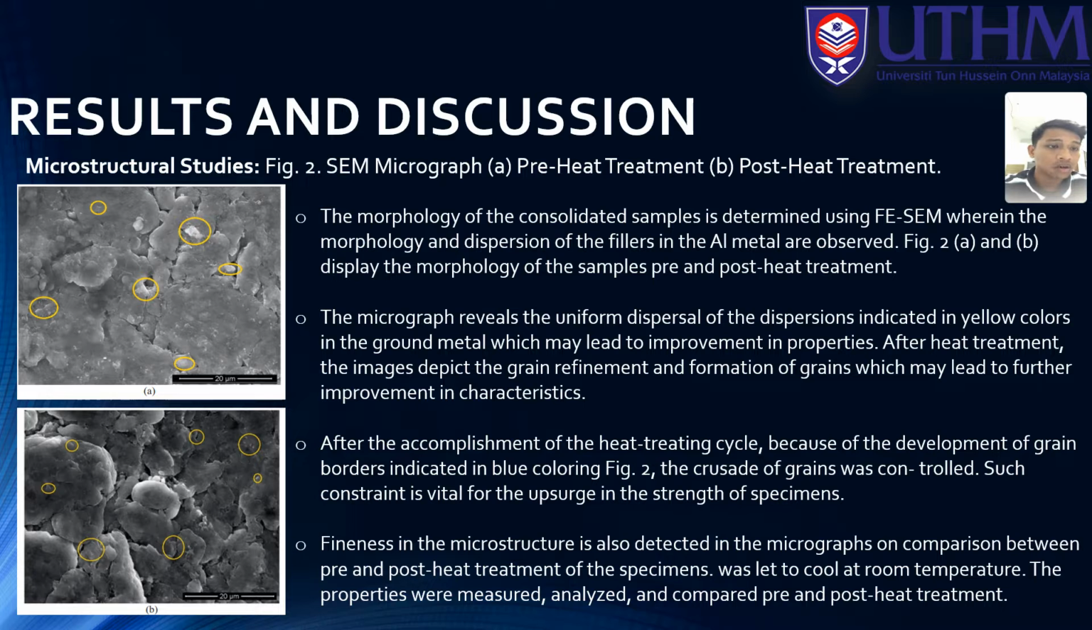After the completion of the heat treatment cycle, because of the development of grain boundaries indicated in blue coloring, we can see such improvement in the strength of the specimens. Finally, the microstructure is also detected in the micrograph on comparison between pre and post heat treatment, and the specimen was left to cool at room temperature. The properties were measured, analyzed, and compared pre and post heat treatment.